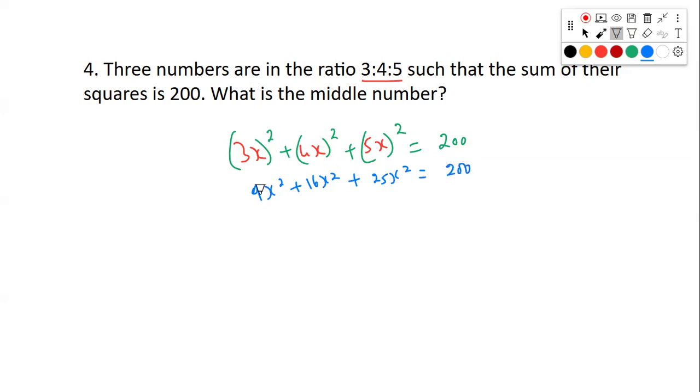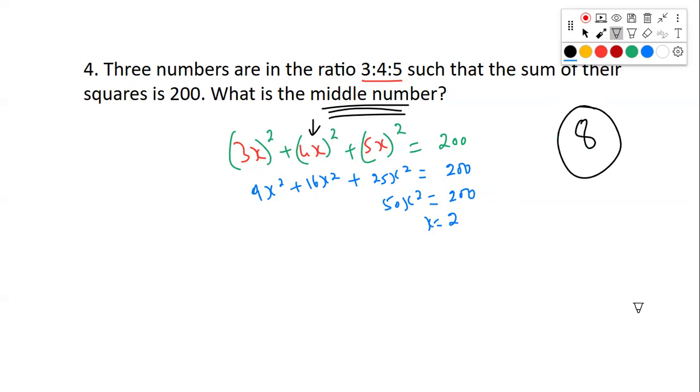This is mental calculation now. 9 plus 16 plus 25 is 50x square, which is equal to 200. So 50 will go 4 times, x square is 4, x is equal to 2. Once I get x is equal to 2, I have to find out the middle number. My middle number is 4x. So what will be my answer then? My answer will be 8.